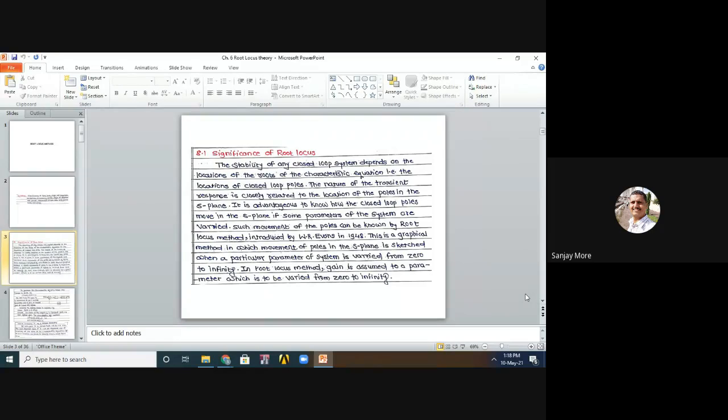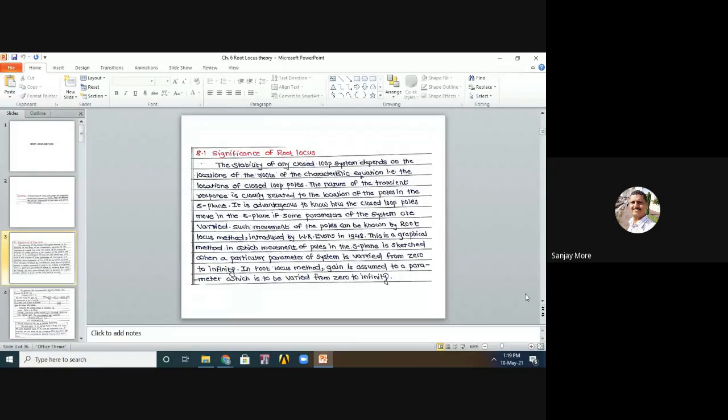So in a closed loop system, they defined the characteristic equation. The stability of any closed loop system depends on the location of the roots of the characteristic equation. That is, the location of the closed loop poles. Then the nature of the transient response is closely related to the location of the poles in the S plane.